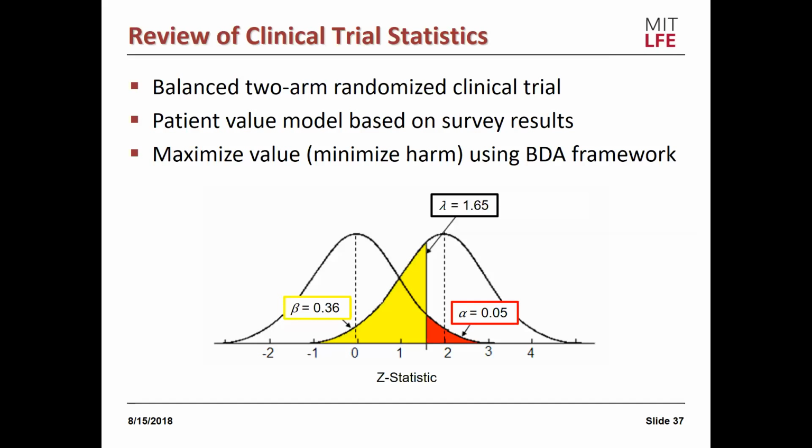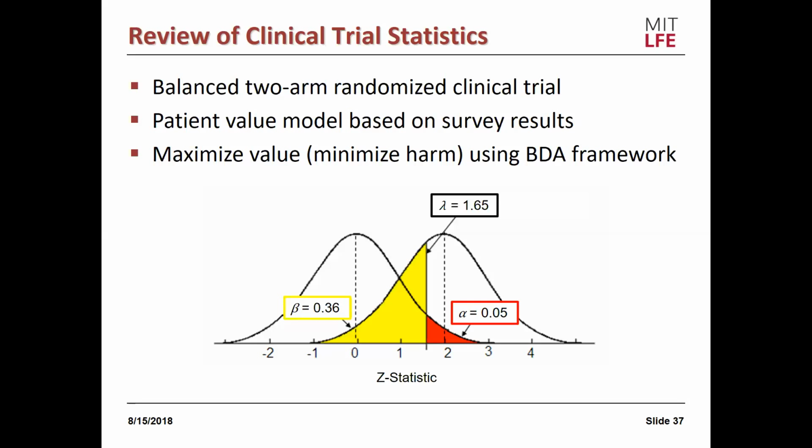If, however, it falls to the left side of this decision boundary, then we say that it's failed to meet its endpoint. And so in the example that I have shown here, our decision threshold lambda is set to 1.65, such that the probability of a type 1 error, the probability of a false approval, is set to 5%. So this is also known as the statistical significance of the test.